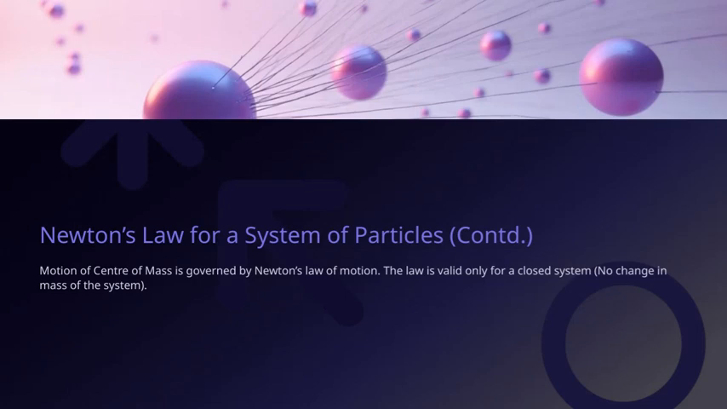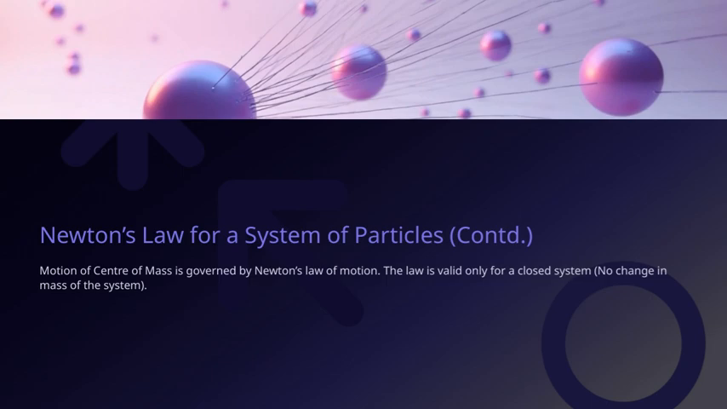Now, let's talk about the motion of the center of mass and how it is governed by Newton's law of motion. An important point to remember is that this law is only valid for a closed system, which means there is no change in the mass of the system during the motion. If mass is added or removed, then the law wouldn't directly apply in its simple form.